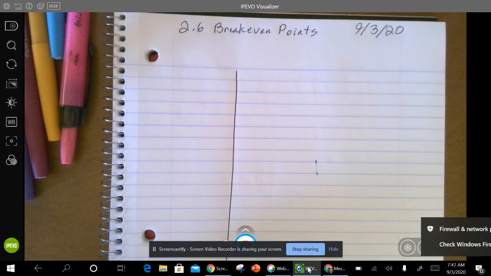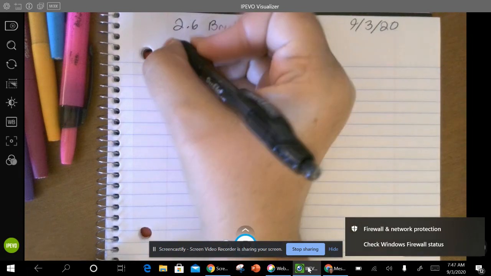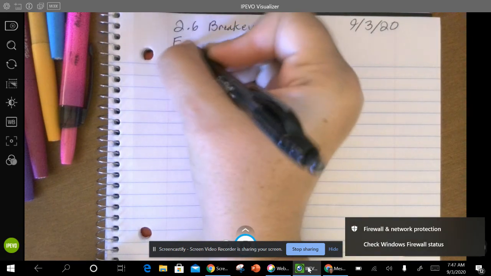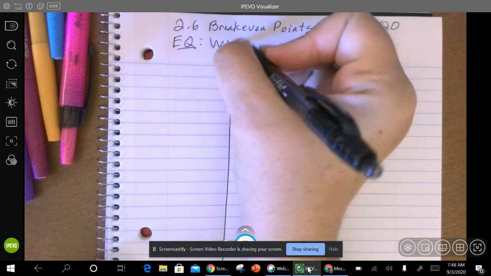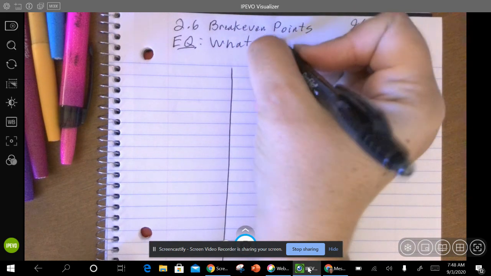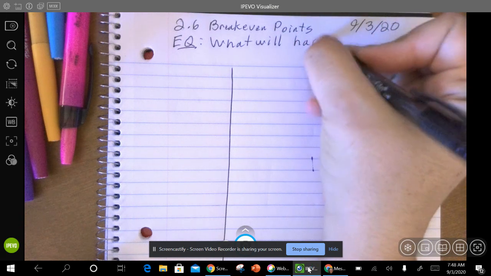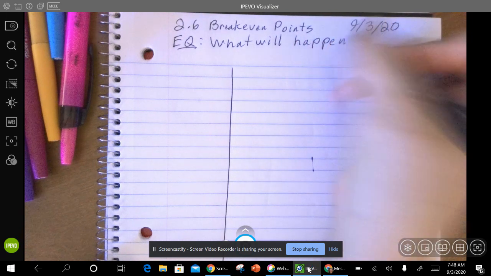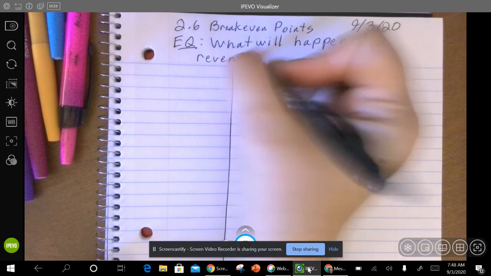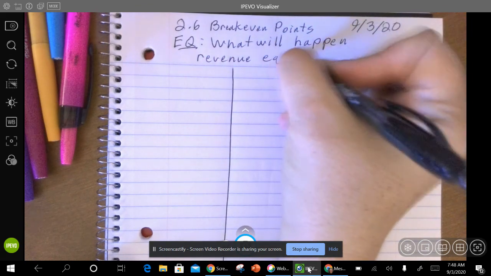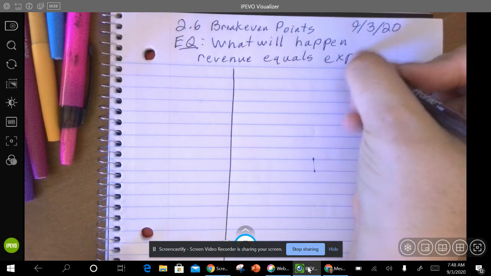Morning. So we're going to work on 2.6, which is all about break-even points. So our essential question is, what will happen when the revenue equals the expense? And it can also be, what will happen when the expense equals the revenue? So what happens when the revenue equals the expense?